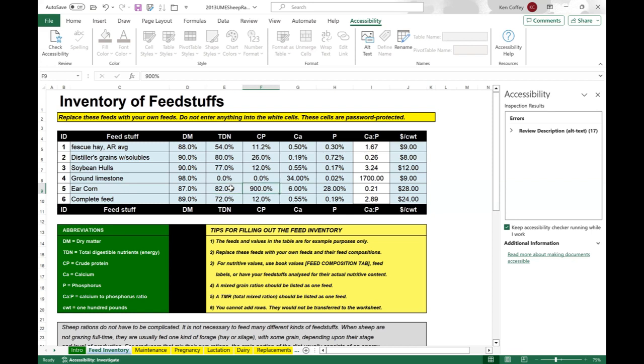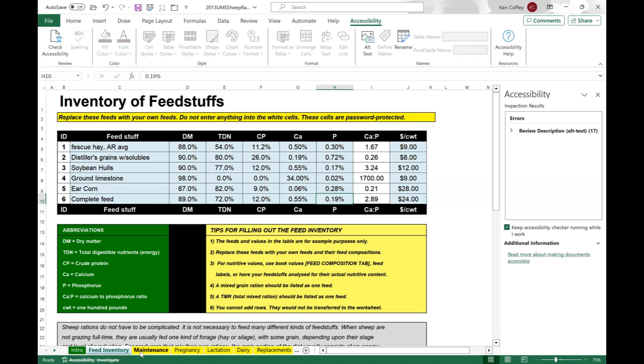Protein, 9%, so that's 0.09. Now, calcium on ear corn is 0.06%. So I have to punch this in as 0.0006 to get it to show up right. And the phosphorus on our ear corn is 0.28%, not 28%. So that's 0.0028. I hope that makes sense. That is a downside of this program when you start copying and pasting things in. You have to put it in as a decimal.